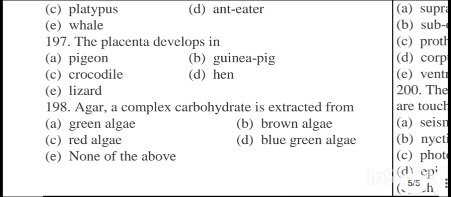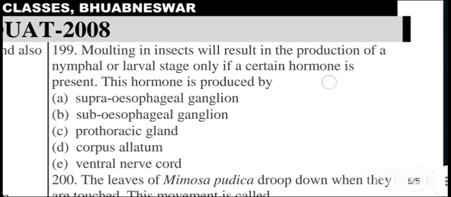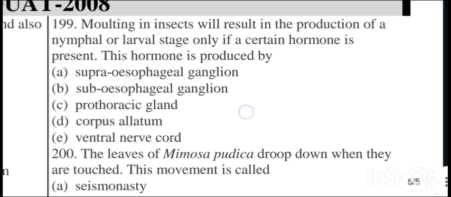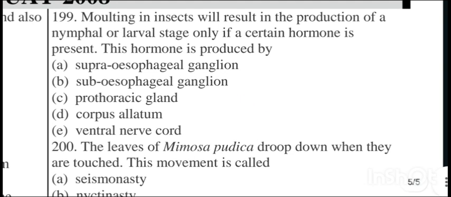Next question. Agar is a complex carbohydrate extracted from. So it is extracted from a red algae. Next question. Molting in insect will result in the production of nymphal or larval stage only if a certain hormone is present. This hormone is produced by. So the right answer is prothoracic gland.